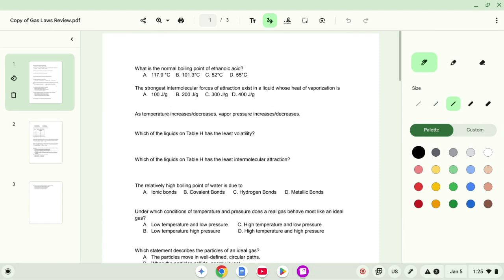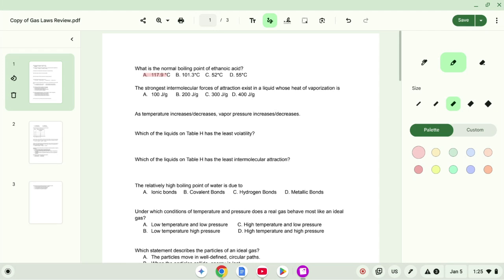This is a review sheet that's linked in the description below, and we're going to go ahead and start. What is the normal boiling point of ethanoic acid? In order to determine the boiling point, we need to look at table H and see where the curve of ethanoic acid crosses the dotted line, because that's the line of the normal boiling point. Ethanoic acid crosses this line at some point between 115 degrees Celsius and 120 degrees Celsius, which means that the answer to this question can only be A.